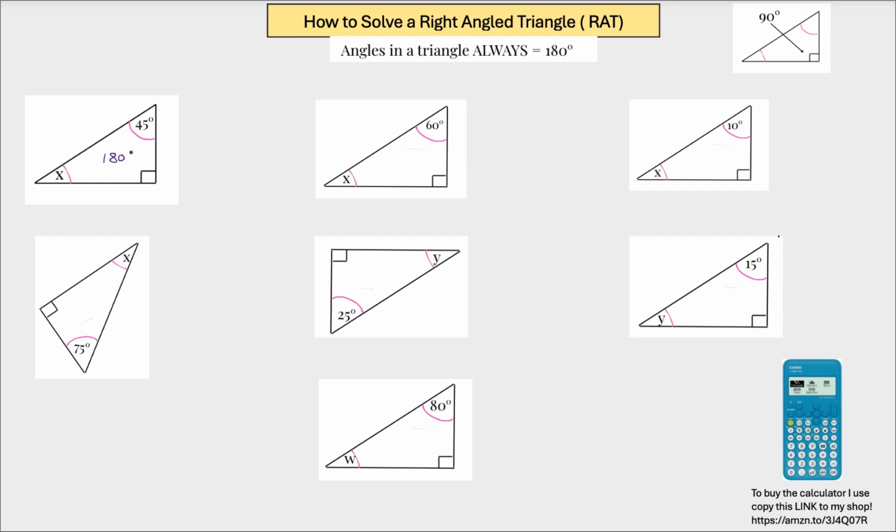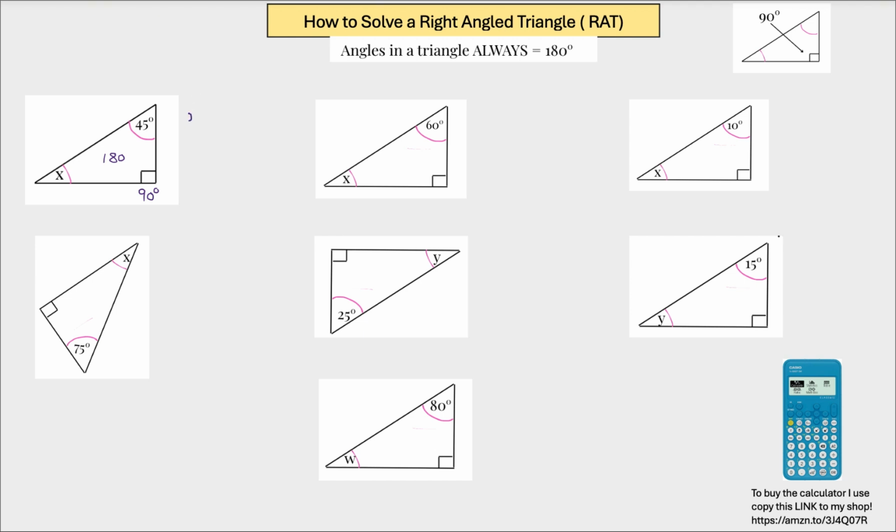Now, it's given us 45, a square, and an x. Well, we don't know what x is. We need to find out what x is. X is the unknown. But what we do know are two key parts. We know that it has to equal 180. And we know that this square, this right angle, equals 90 degrees. So we're going to put that all together. So we're going to do a bit of algebra.